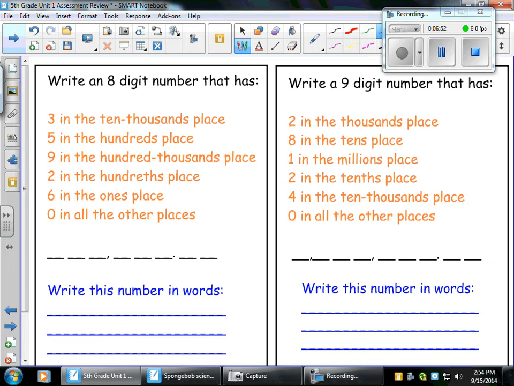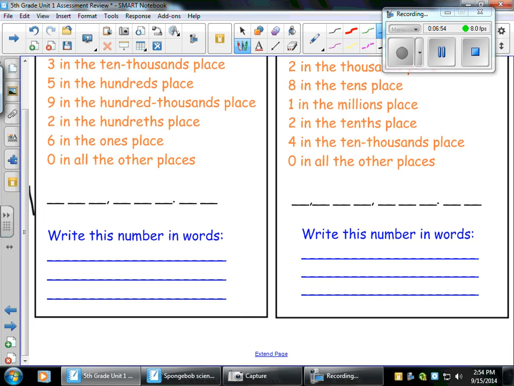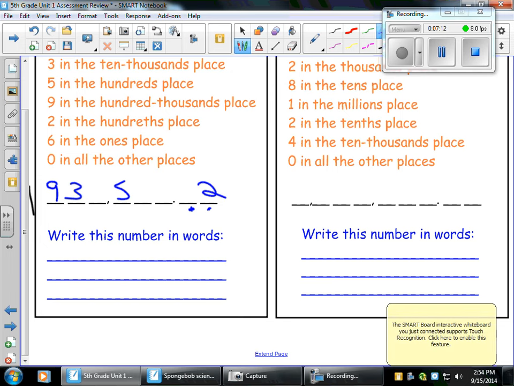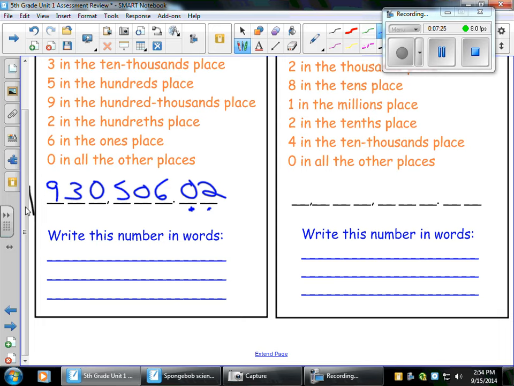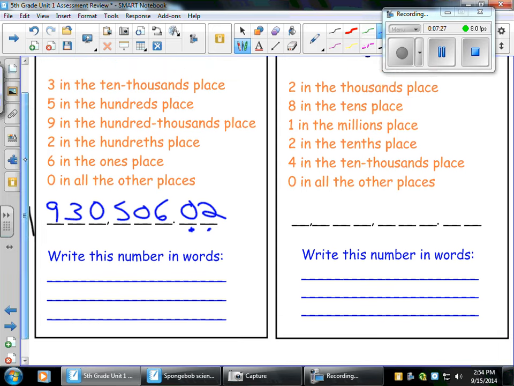Write an 8-digit number that has 3 in the 10,000s place. Right there. 5 in the hundreds place. Right there. 9 in the 100,000s place. 2 in the hundredths place. This is my tenths place right here. This is my hundredths place. So a 2 in the hundredths place. A 6 in the ones. Ones is right here, and a 0 in all the other places. I'm just going to read this one off. It is 930,506 and 2 hundredths.